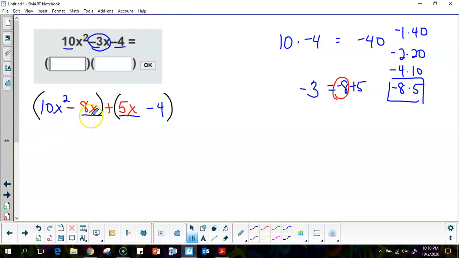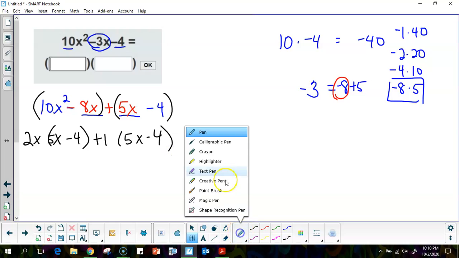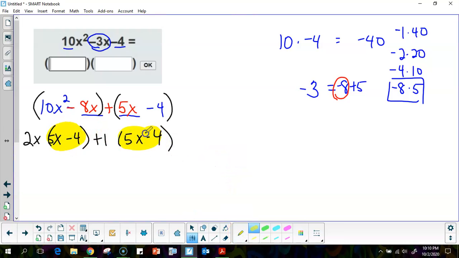The greatest common factor between 10x squared and 8x, well, between 10 and 8 it's 2, and then x squared and x is going to be x. It's always going to be an x over here, by the way. And that leaves 5x minus 4. And then over here, it's just going to be a plus 1 again. So this matches this, so we did it right. If it doesn't, you did something wrong. So my first factor is 5x minus 4, and the second factor is 2x plus 1. So you just put that in there.